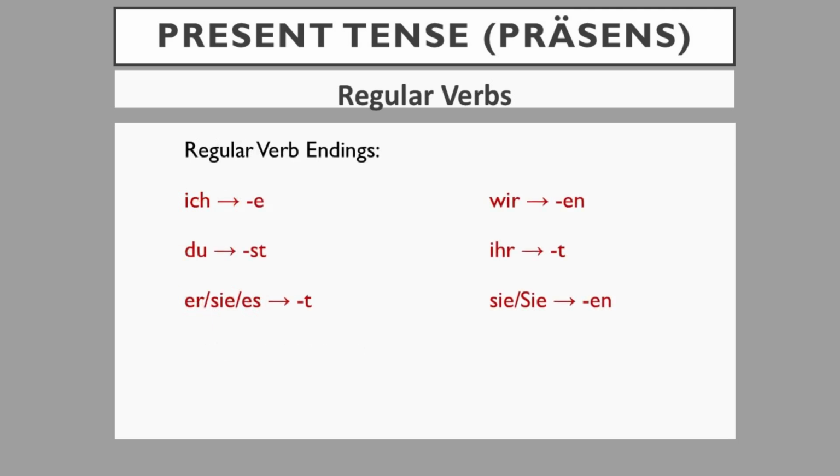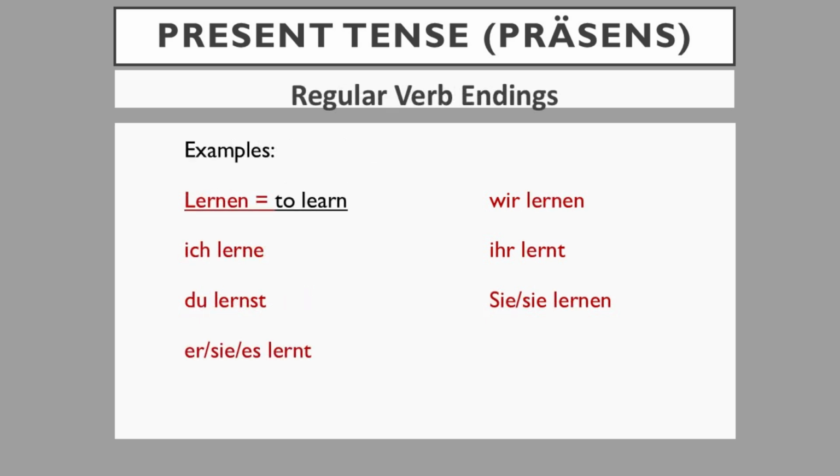The verb endings are: for ich, it is -e; for du, it is -st; for er, sie, es, it is -t; wir is -en; ihr is -t; and sie is -en. The important thing to remember is the stem stays the same. Here it is lern. Only the ending changes.